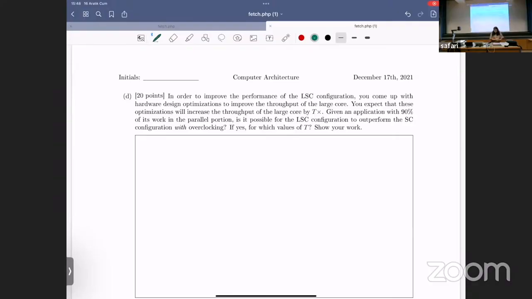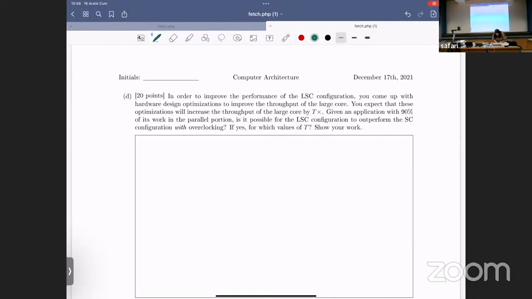So we improve this, and we want to see, okay, if your application is really parallel, let's say it has 90% of its work in the parallel section, can we actually have the LSC configuration outperform the SC configuration with overclocking? And if yes, how much should we speed up our core? Okay, then this is very simple again. After this point, it just needs some simple arithmetic operations to be done.